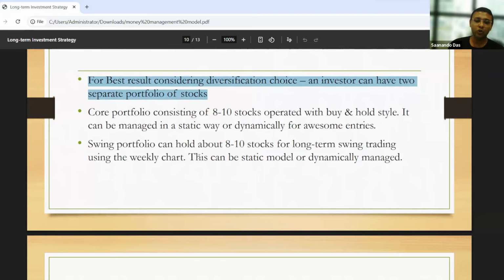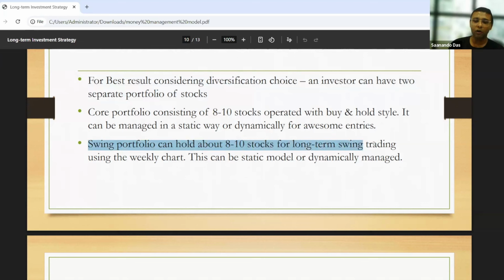Then you have a swing portfolio, where once again, as per Vakur research, we will choose maximum 8 to 10 stocks for long-term swing trading. Unless you are finding yourself very good at short-term trading, like intraday, 125 minutes chart, daily chart, you better come and swing trade using the weekly chart.